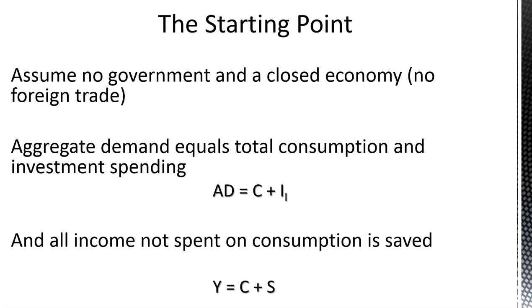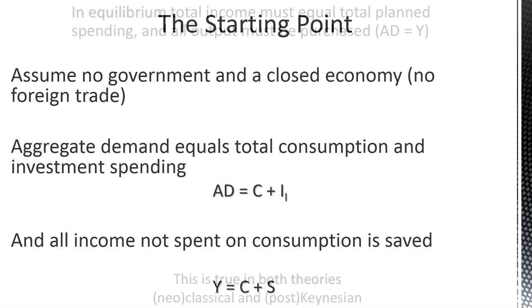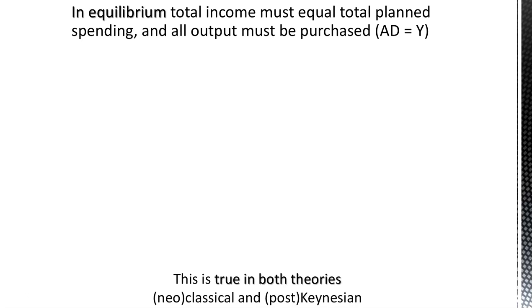and all income not spent on consumption is defined as income saved. So income, which we'll denote with a Y in the aggregate, is equal to C plus S, consumption spending plus savings. In equilibrium, then, total income must be equal to total planned spending, and all output must be purchased. We can just write this as AD equals Y. Aggregate demand equals output and income.